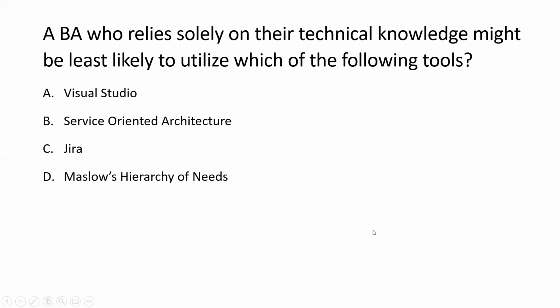On their technical knowledge might be least likely to utilize which of the following tools? Okay. And then the answer to that was Maslow's hierarchy of needs, because that's kind of like a psychology tool, right? It's not really a technical thing, whereas Visual Studio is technical, service-oriented architecture is technical, and JIRA is a requirements management tool, and it's technology, right? So hopefully that makes sense.